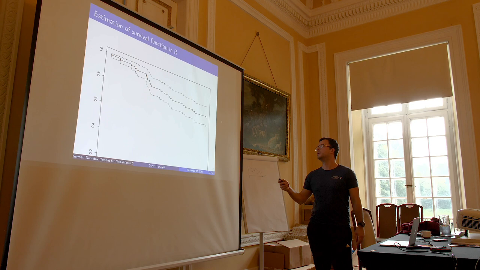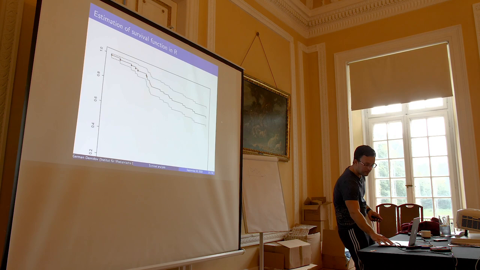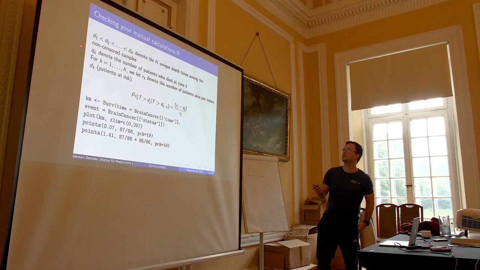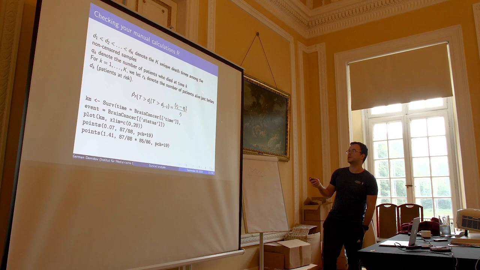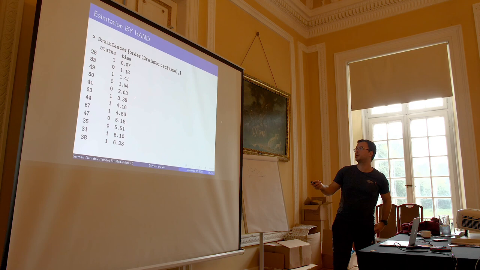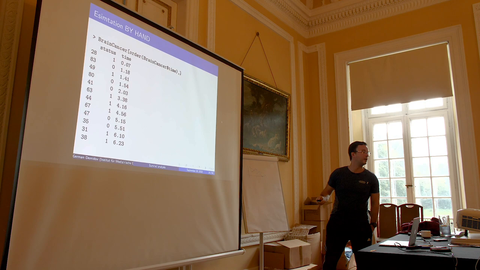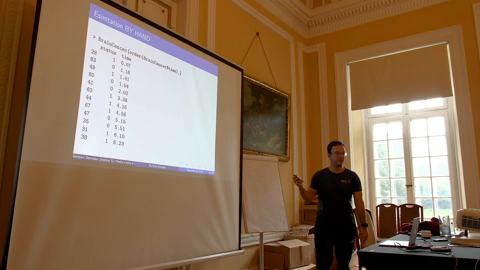I still don't know how I get the numbers like 85 divided by 86. It's from here. So you see, this is the number of patients who died, usually one for us, and this is the number of patients alive just before the event. If patients got censored before this event happened, we don't include them in this calculation anymore. That's why we throw away that data.